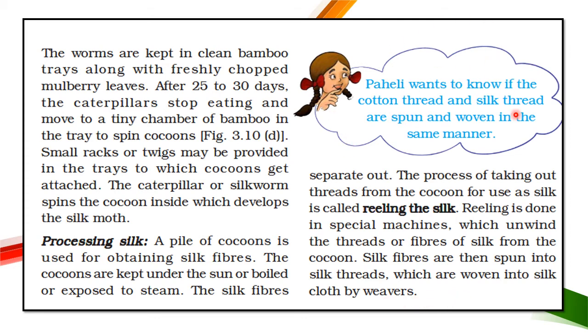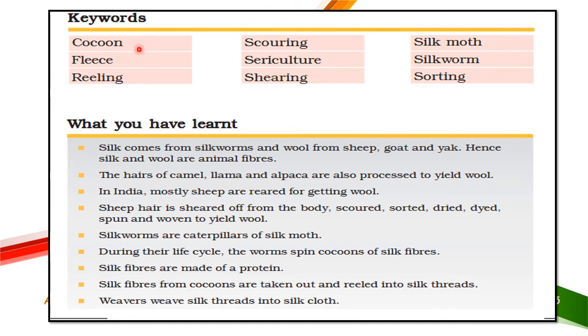Now let's read this cloud. Paheli wants to know if the cotton thread and silk thread are spun and woven in the same manner. Now let's read the keywords. Cocoon, fleece, reeling, scouring, sericulture, shearing, silkworm, sorting. These keywords are important. It's important to know the definition of these keywords also.